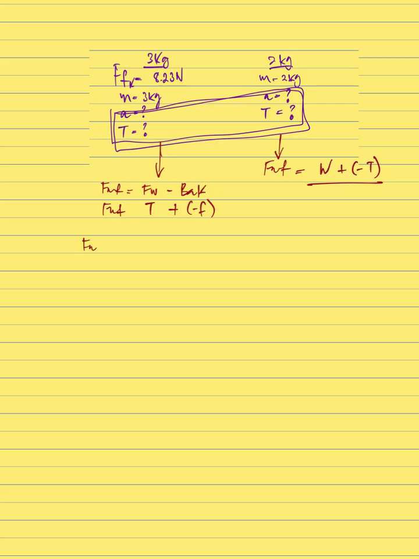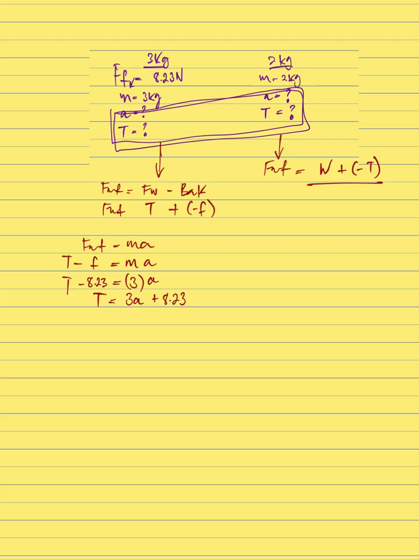So I'm going to say Fnet is equal to MA. For this one, it's going to be tension minus friction is equal to mass times acceleration. So I'm going to put in what I do know. I'm going to say tension minus 8.23 is equal to the mass, which is 3, times the acceleration, which I don't know. So now I'm left with an equation where tension is equal to 3A plus 8.23.